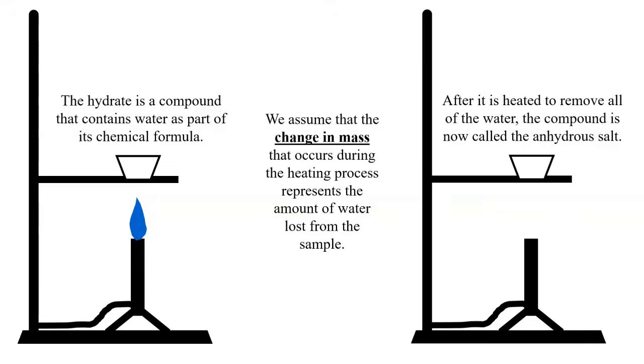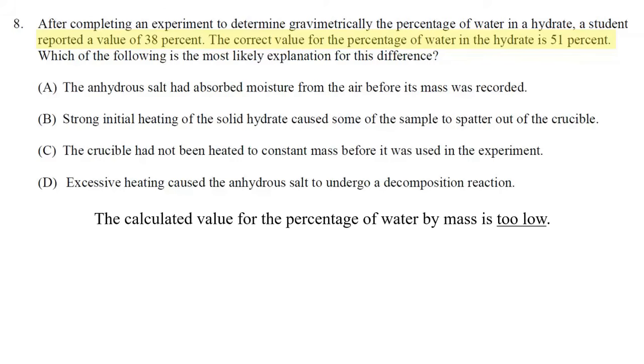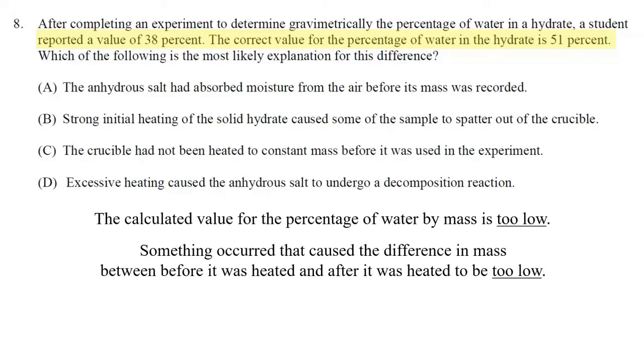Let's go back and take a look at the question. The student reported a value of 38%, but the correct value for the percentage of water is 51%. So the calculated value for the percentage of water by mass is too low. We have 4 choices. We have to figure out what occurred that would have caused the difference in mass between before it was heated and after it was heated to be too low. All right, I'm going to start with choice B.